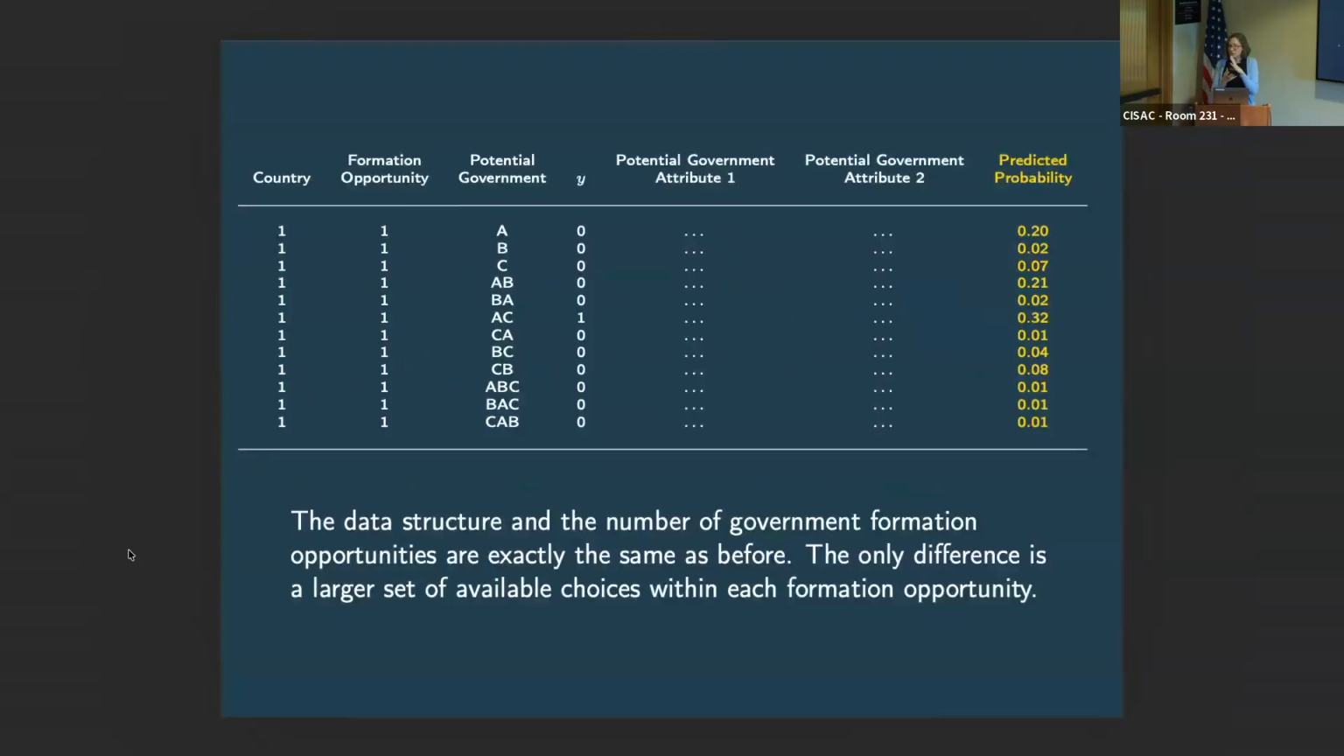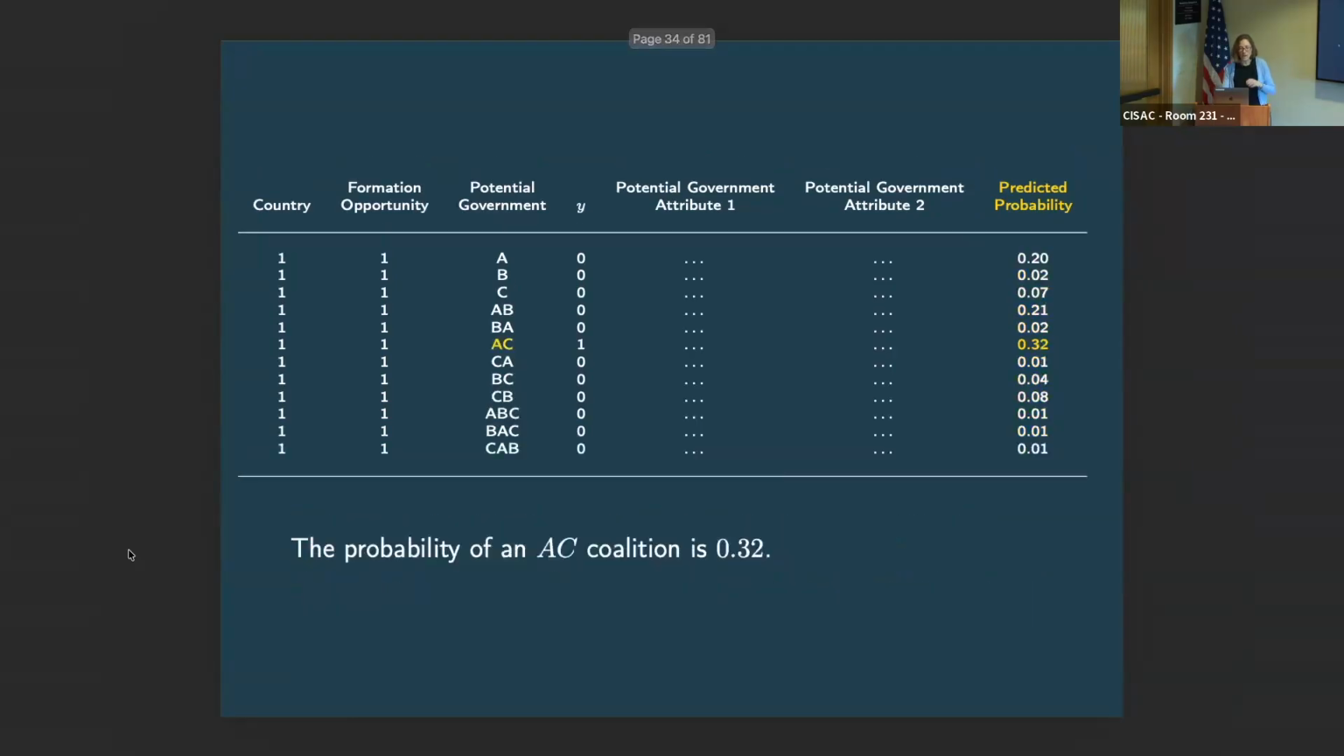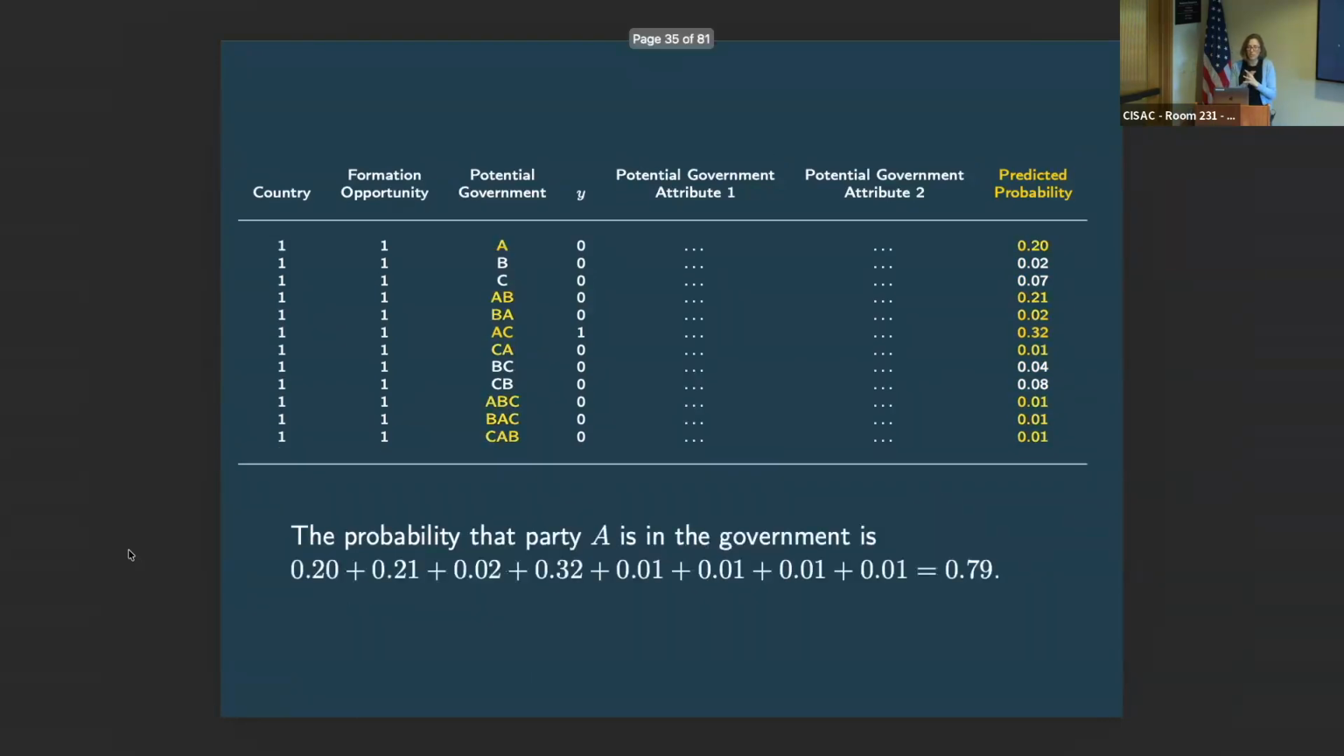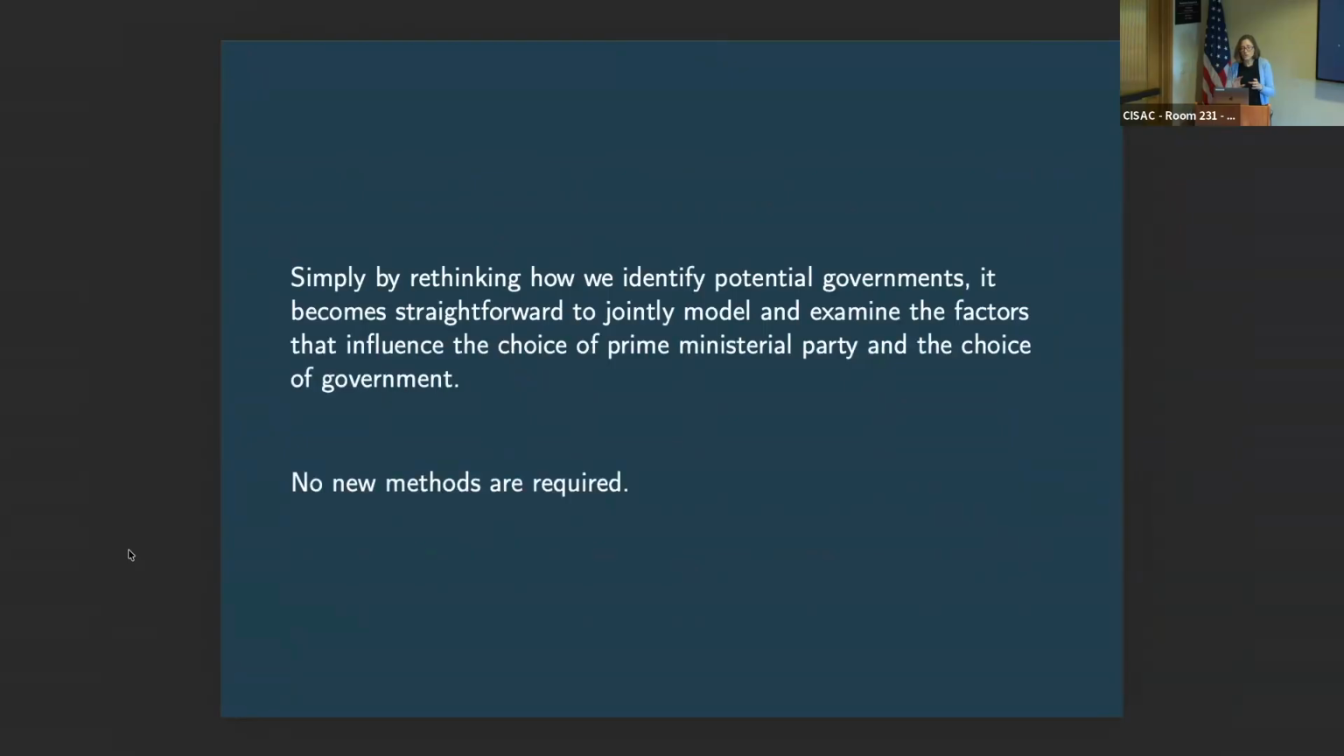The number of formation opportunities is exactly the same as before. So this data structure looks the same. I just have a larger set of alternatives from which one potential government is chosen. So as before, I can look at the probability of a particular government forming. I can examine the probability that a particular party is in government. Now I can look at the probability that a particular party is the prime ministerial party. So we just have to rethink how we identify the potential governments, and then it's straightforward to jointly model and examine what factors influence which party becomes the prime ministerial party, and which parties get into government.